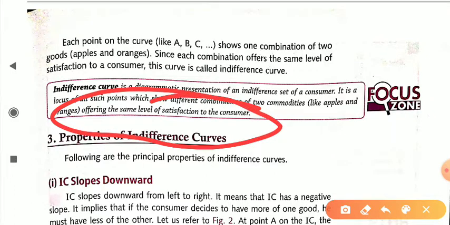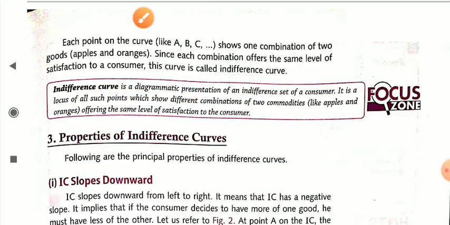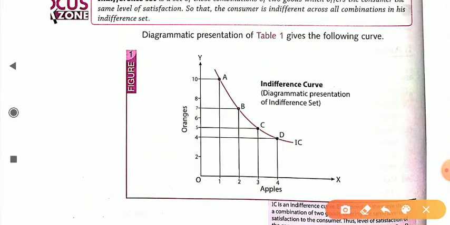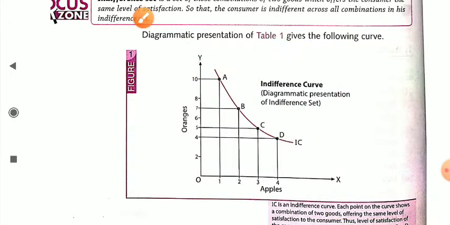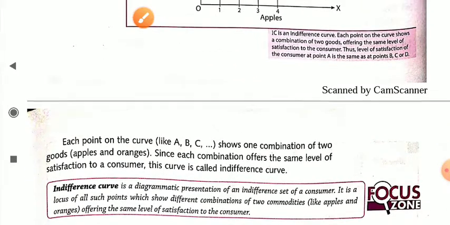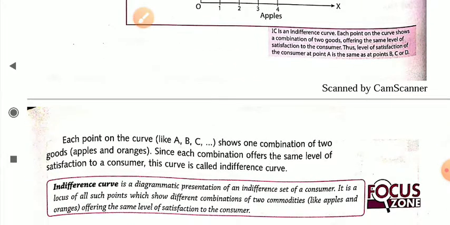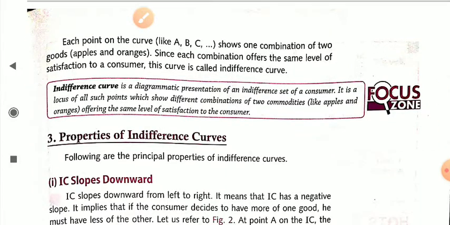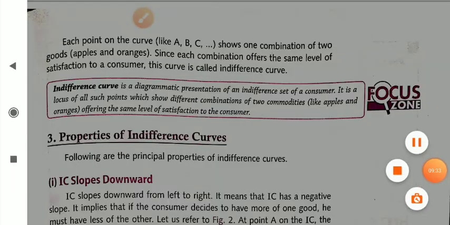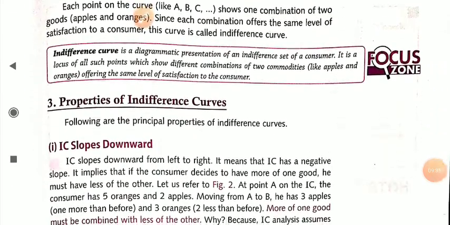Whatever combination you prefer on the indifference curve, the satisfaction you receive from every point on the indifference curve is the same, like point A, point D. The level of satisfaction received at point A is the same as the level of satisfaction received at point D. Okay, student, that's why it is downward sloping. This is because of monotonic preference. The basic reason for the downward slope of the indifference curve is monotonic preferences, which we will study in our next session.